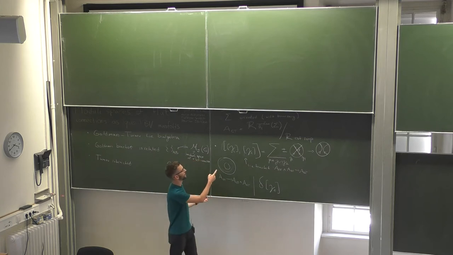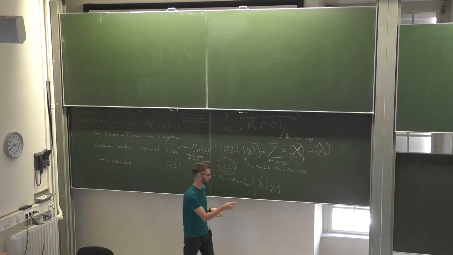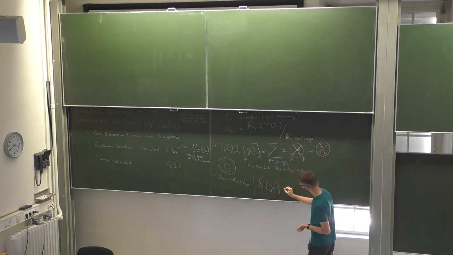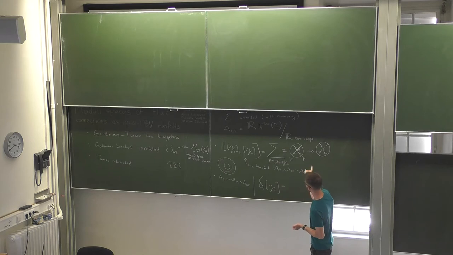Of course, since elements are linear combinations, you just extend it linearly. Maybe that's what I should add to your question, but I think it was clear. OK, so this one is called the Turaev cobracket, and it is defined by the same formula, but you sum over all self-intersections.